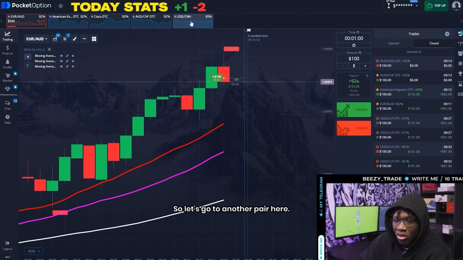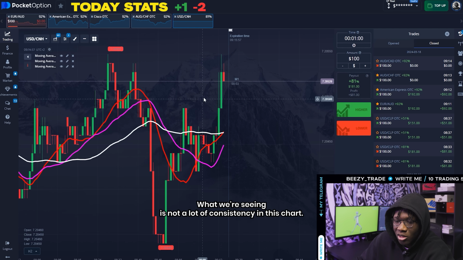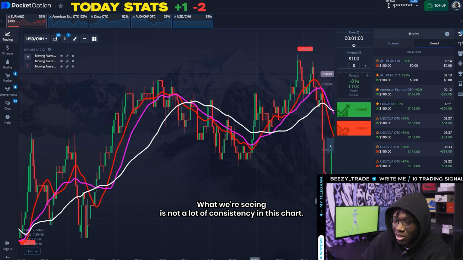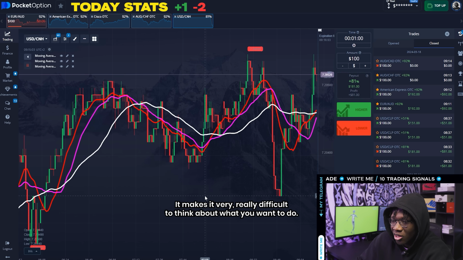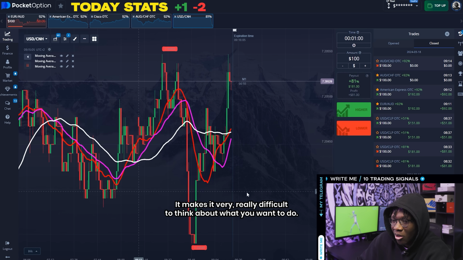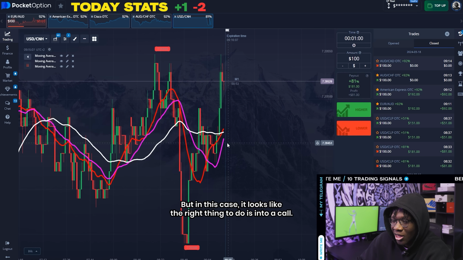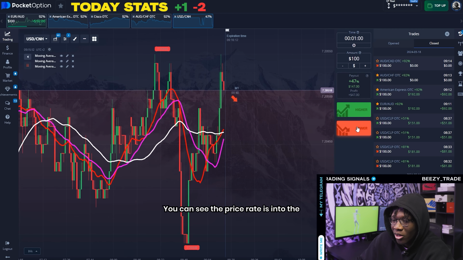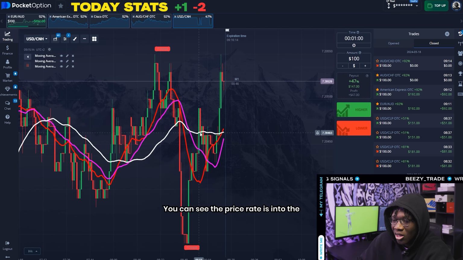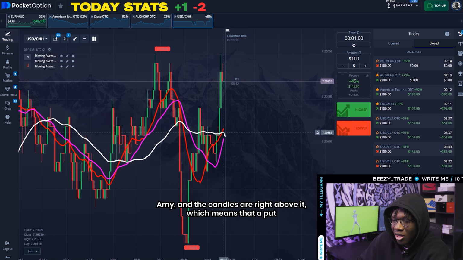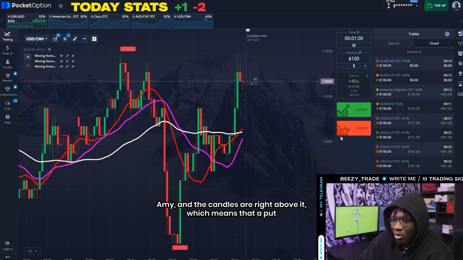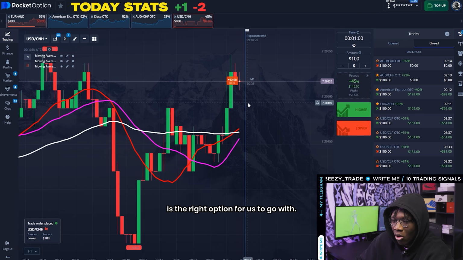So let's go to another pair here, and what we're seeing is not a lot of consistency in this chart. We can see a lot of movement, which makes it really, really difficult to think about what you want to do. But in this case, it looks like the right thing to do is go into a call. You can see the price right there is into the 50 EMA, and the candles are right above it, which means that put is the right option for us to go with.